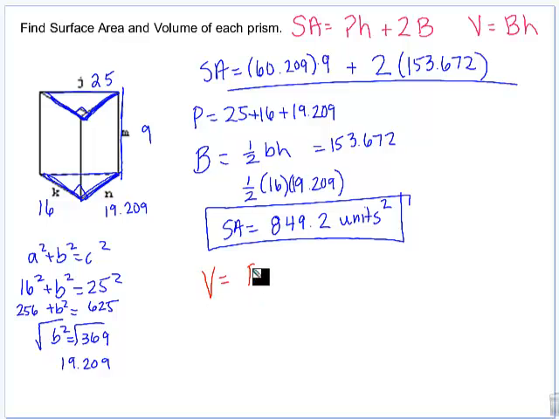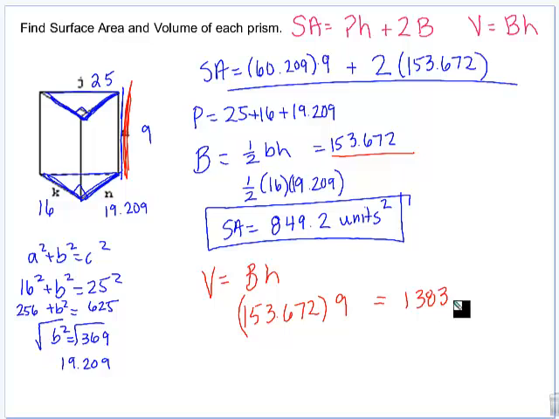The volume formula is the area of the base times the height. Well, we already found the area of the base right here, 153.672. And we also know the height of our prism from right here is 9. So we just have to take 153.672 and times it by 9. And we get the volume of our prism to be 1,383.0. This would be units cubed because we're dealing with a volume. So that's how we're going to find surface area and volume. We'll do another example.